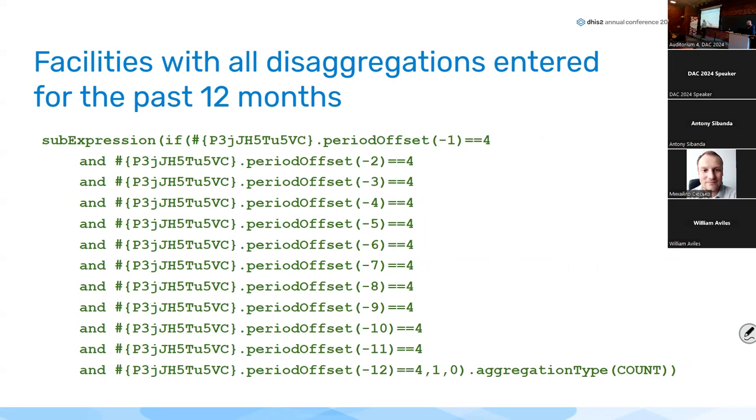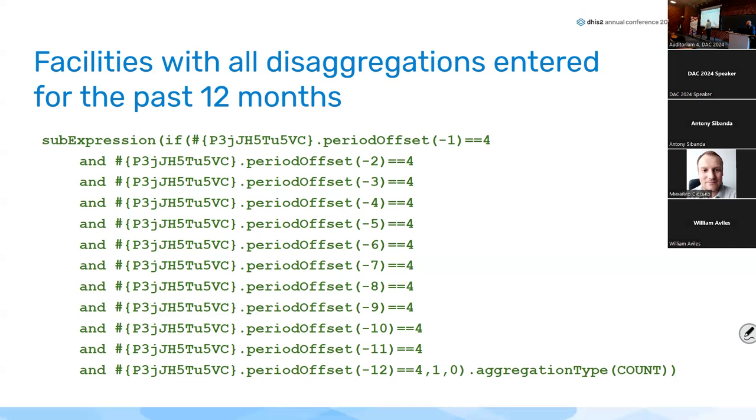So this says, if the data element for last month had four values, and for up to the 12 months before, all had four values. Now the trick is, at the end of the if statement, I put aggregation type count. This is still inside the sub-expression. And so the aggregation type count applies to every one of the things inside the if statement. So I only have to write it once in the formula. That's a little trick for keeping the formula not quite so complicated.